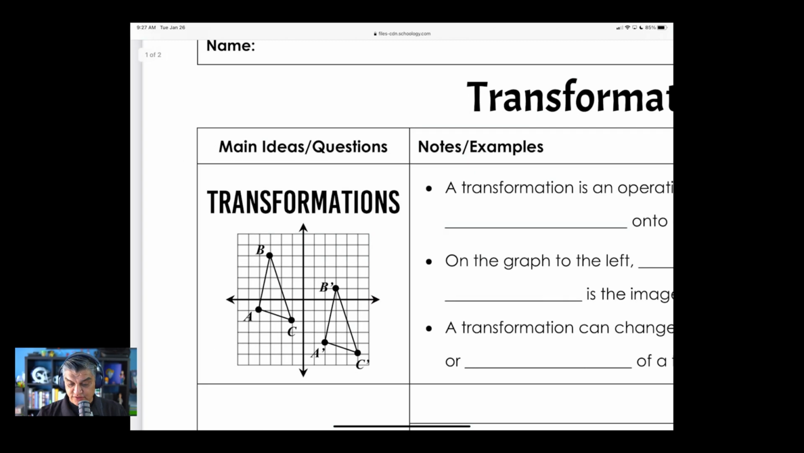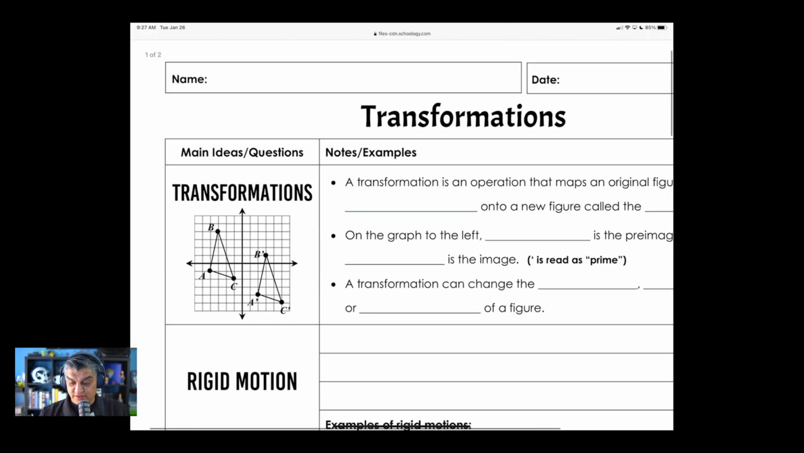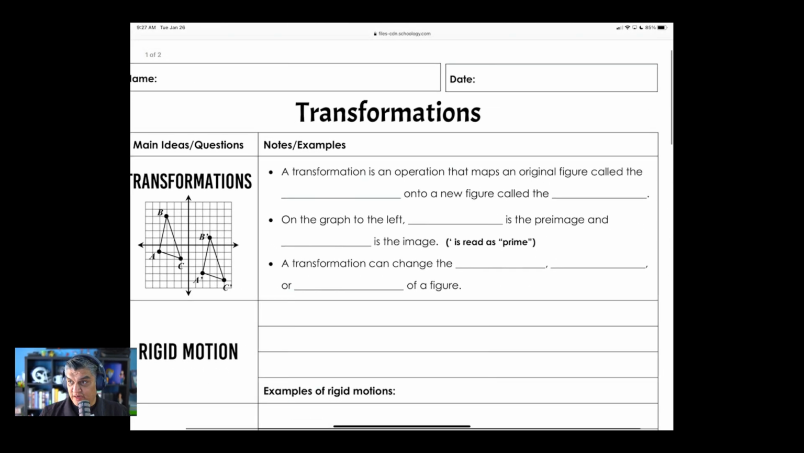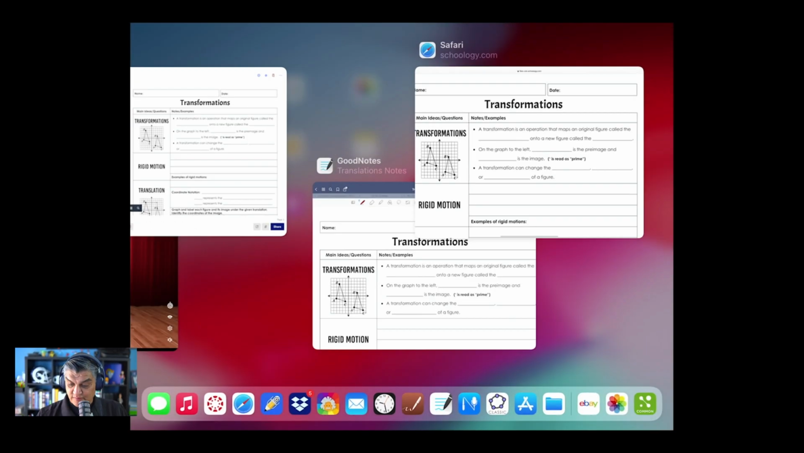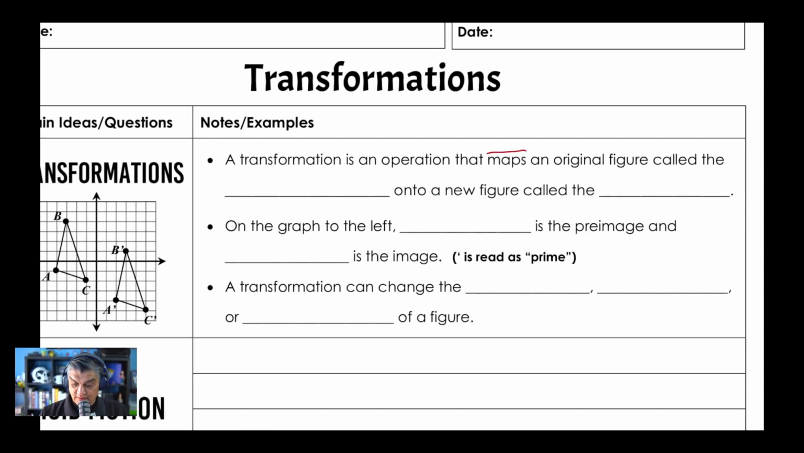All right. So what is a transformation? Just transformation in general. This one's about translations, but what is a transformation? A transformation is an operation that maps. What do you mean maps, mister? Hold on. What do you mean by maps? Well, let's see if we can find a context clue. A transformation is an operation that maps an original figure called the pre-image into a new figure called the image.